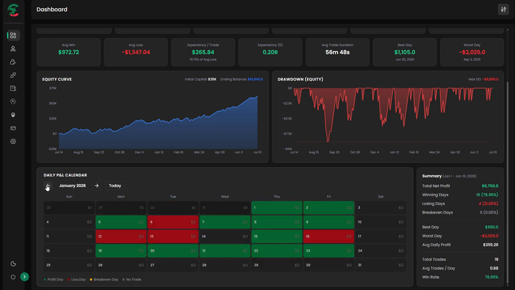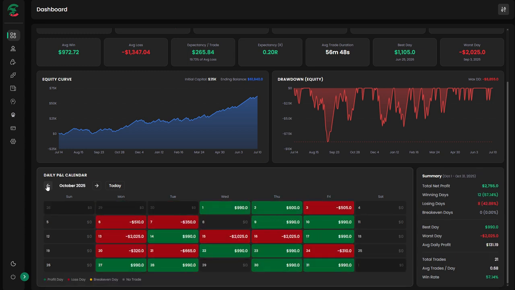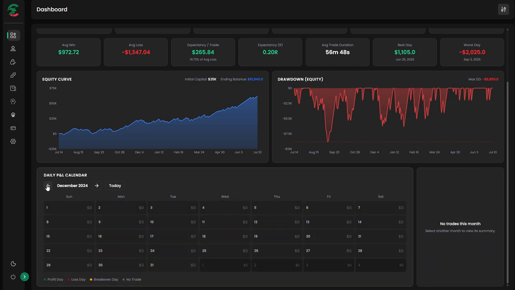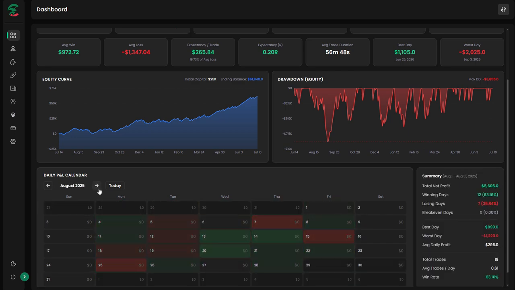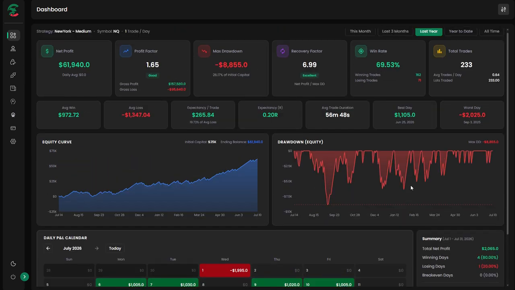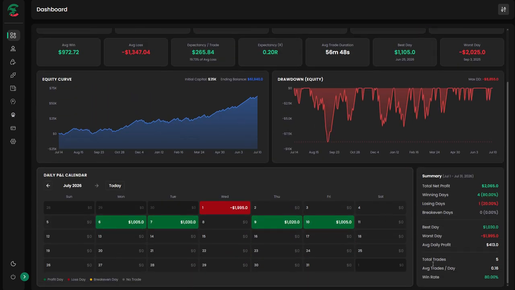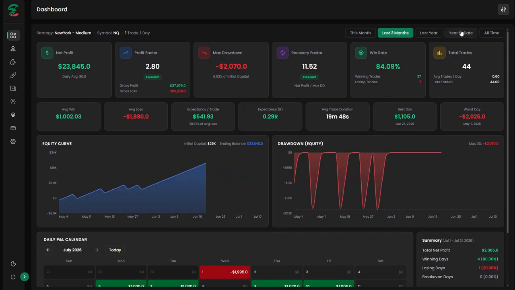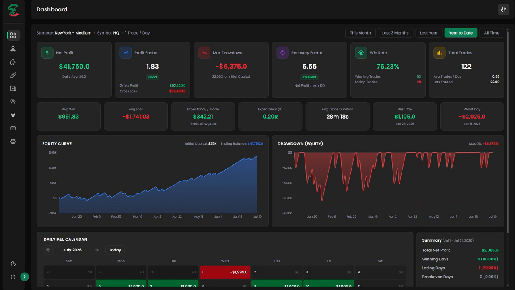You can go back in time and see how it performed. Of course, there are red months, that's part of trading, but mostly we had green months. So this is month-specific data, and this is based on your filters. Okay, year to date, what's the drawdown? You can see, like, trading medium.